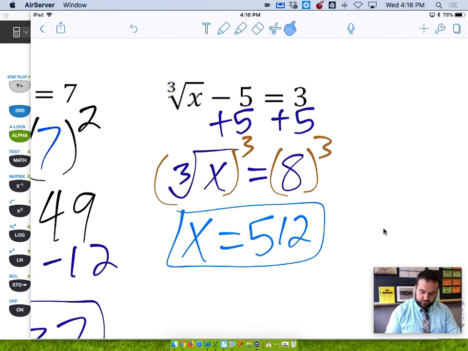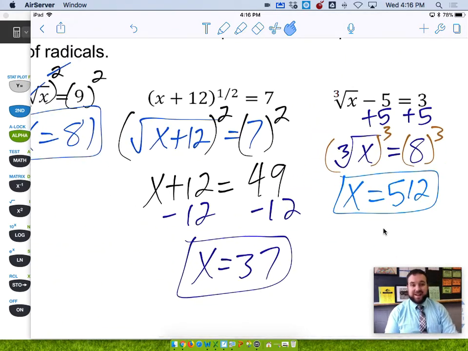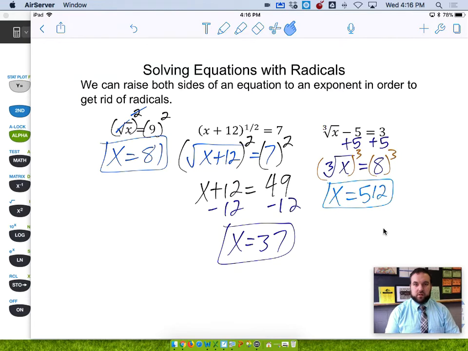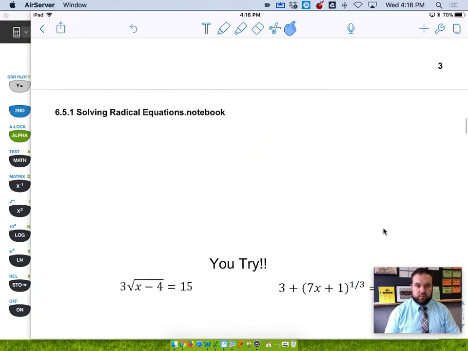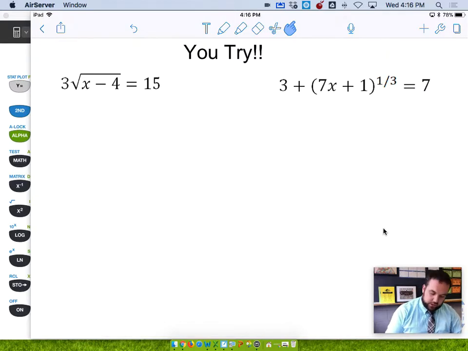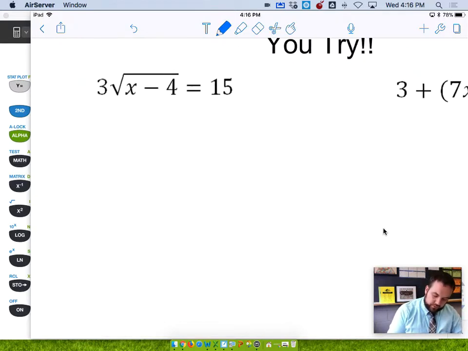Okay, so we can use exponents on both sides of an equation if our equation contains radicals. And that's kind of the basic way to solve equations that have radicals in them. Go ahead and pause here if you want to give those two a shot. I'm going to jump in right away to doing this.